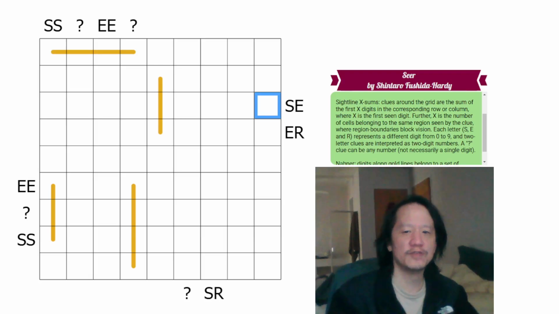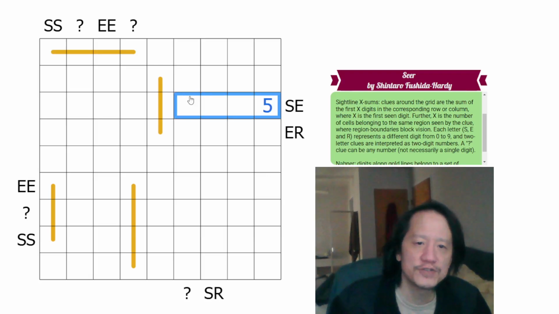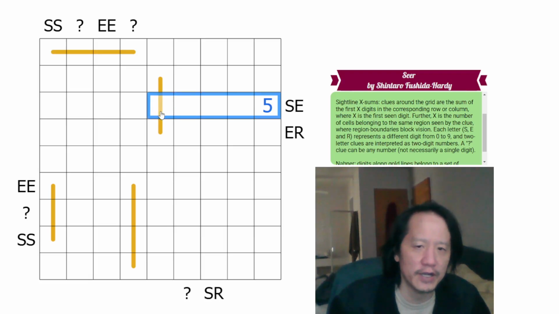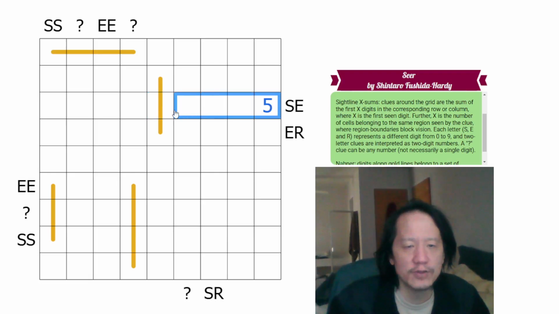So basically, if this were a 5, that would mean the first 5 digits would add up to whatever S and E are, as S being the tens digit and E being the ones digit. So the first 5 digits could be like, I don't know, 24 or whatever. And so then if the S is a 2 and the E is a 4, this would then have to mean that the first 5 digits add up to 24. And that's how X sums work.